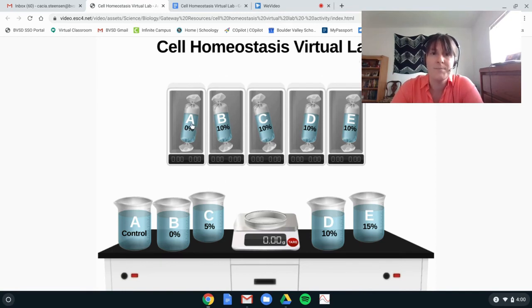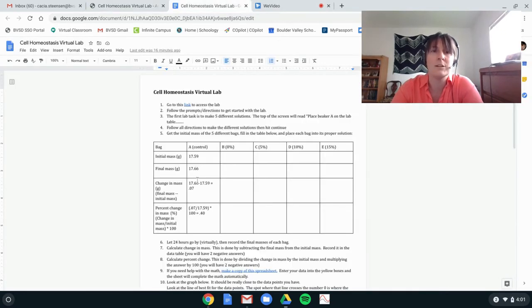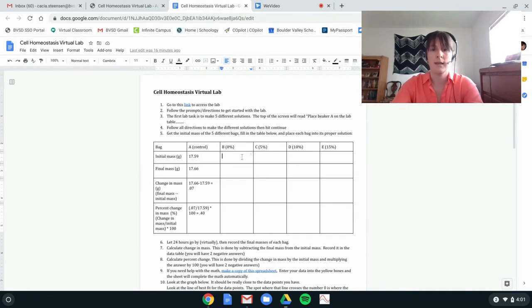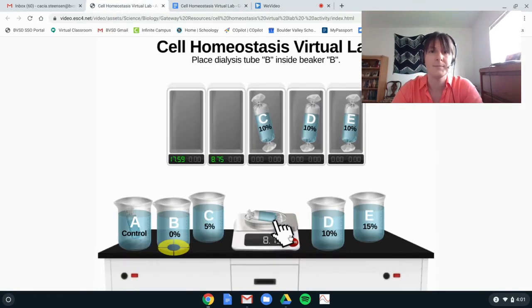So let's start with A. Looks like my mass here is 17.59. If I go over to my data table, awesome, 17.59. That one is already put in for me. Do the same for B. Looks like that one, oh, it's a lot less, 8.75. So let's go to my data table and write that in, 8.75. Put it into the correct beaker, and keep going like that.